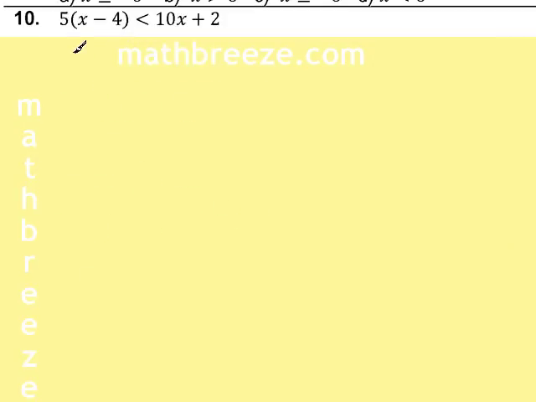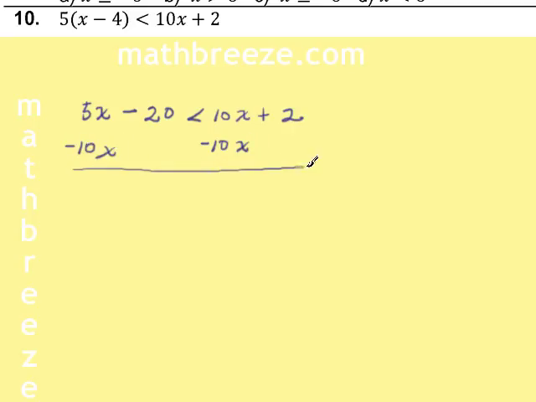Number 10, we have a little simplifying to do on the left-hand side. Before we begin, let's multiply through by that 5, distributive law. So here we have 5x minus 5 times 4 is 20, less than 10x plus 2. All right, and now let's gather together the x terms. Again, I like bringing x to the left, so let's do that. All right, so here we have minus 5x minus 20 less than 2.